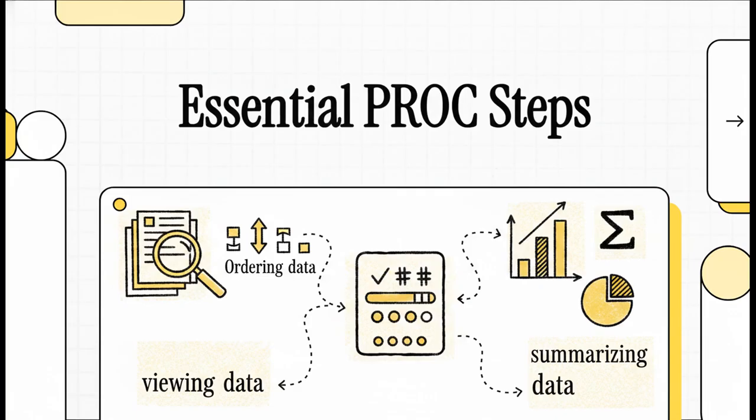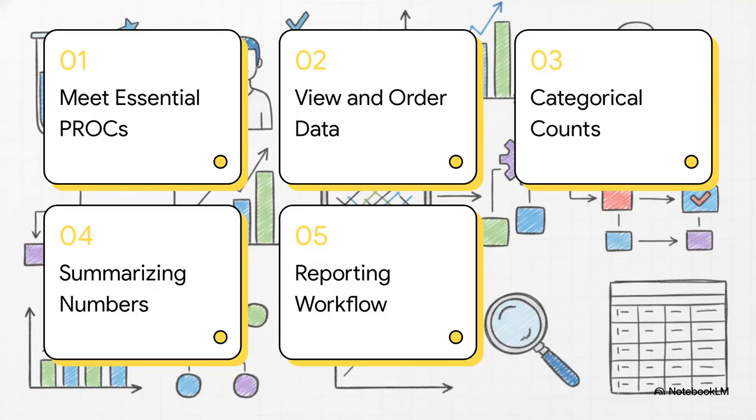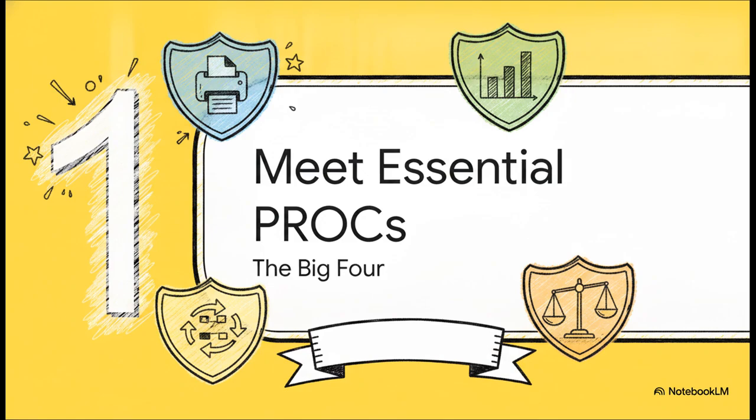We're going to break down the workflow so you can inspect, view, order, summarize, and output your data with total confidence. Let's dive in. All right, here's our roadmap. We'll start by meeting the essential PROCs, then cover exactly how to view and order data. After that, we'll tackle categorical counts, summarize continuous numbers, and finally, tie the whole shebang together into a complete reporting workflow.